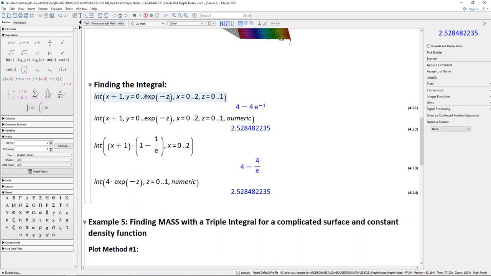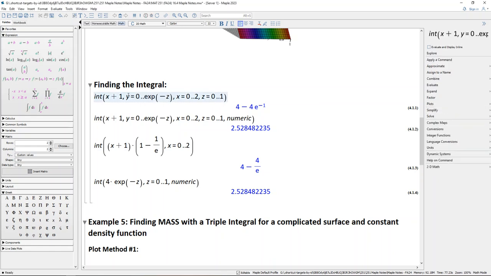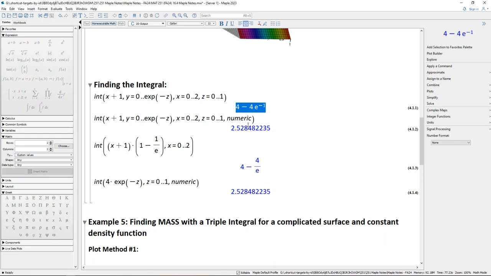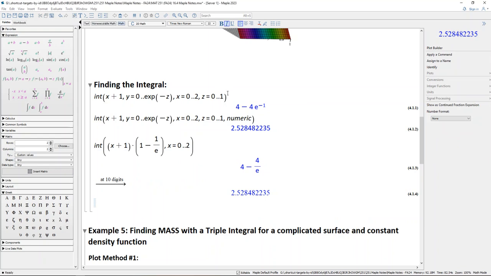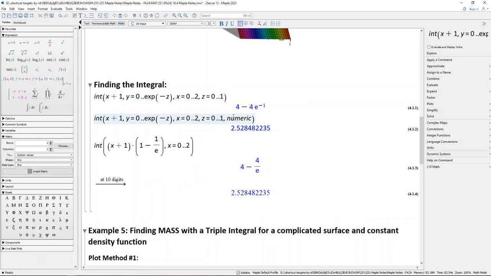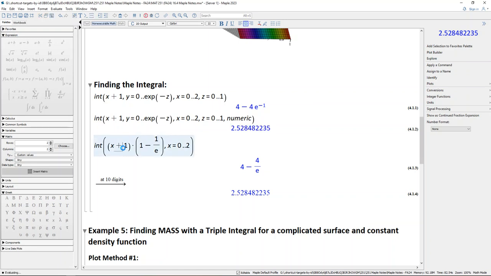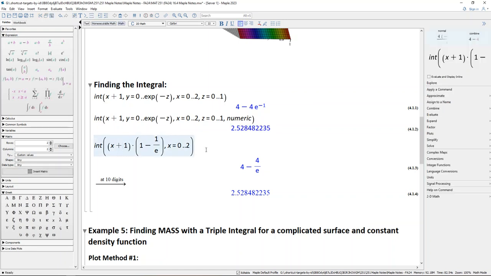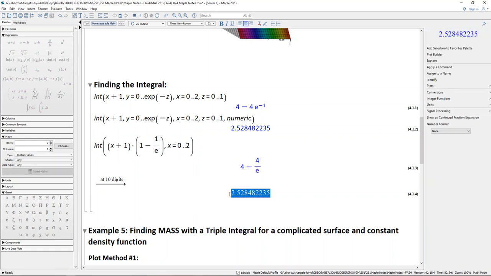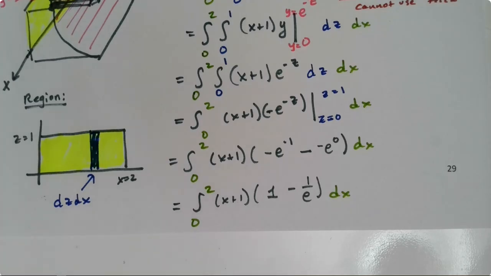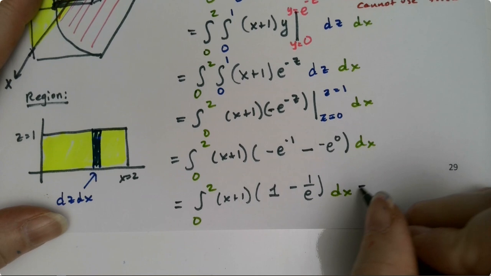All right, so here's my original integral. X plus 1, y equals 0 to e to the negative z, and so on and so forth. And I got that as 4 minus 4 e to the negative 1, which is 2.528. And then, oops, I just realized a mistake there. But I realized I wanted it to be numeric so that I had it defined numerically. And then I did my last integral that we just found. And sure enough, it's the same thing. 4 minus 4 over e is also 2.528.